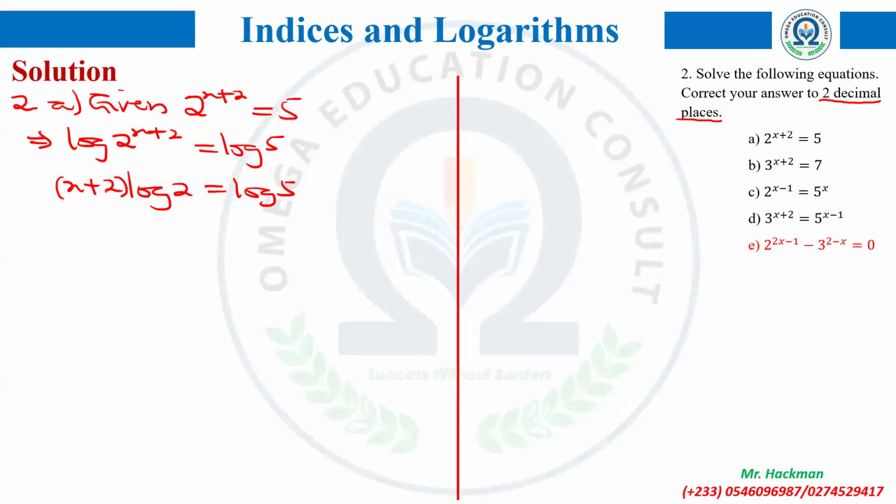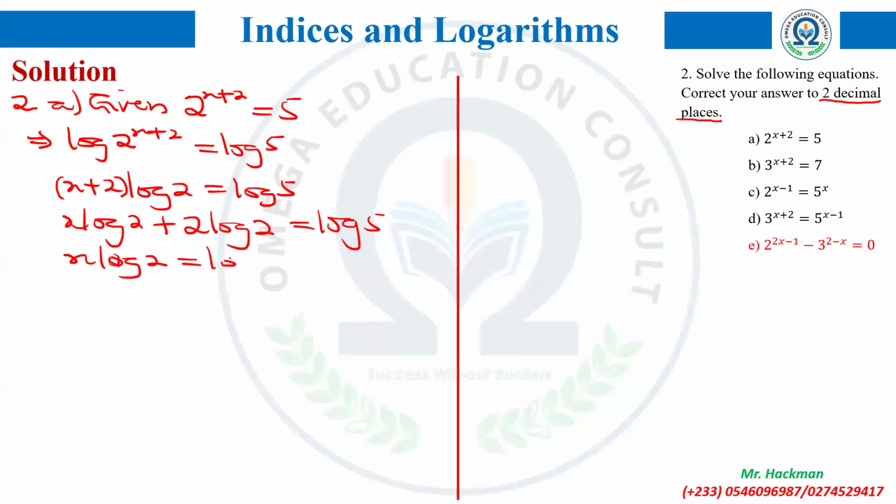So you know this one, you can expand. It will be x times this, which is giving us what? x log 2. Then 2 times this, which will give us plus 2 log 2. All correct? And that is equal to log 5. So in effect, I'm looking for x. So the term in x must be isolated, and the other terms on the other side. So I'm going to isolate my x log 2, which will be equal to log 5 minus 2 log 2.